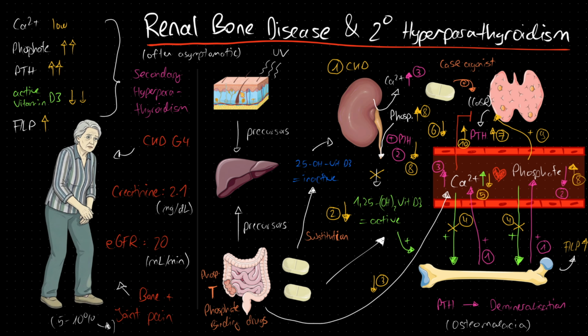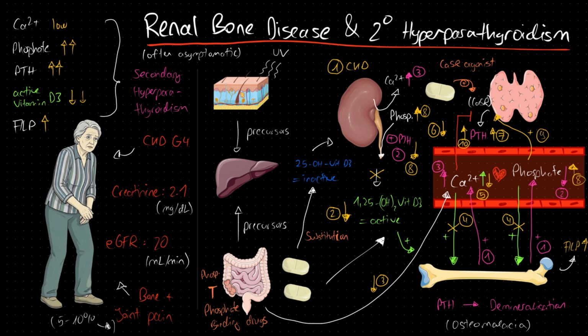Let's summarize. This patient has advanced CKD stage G4 with an estimated GFR of 20 milliliters per minute. Due to the kidney damage, she has developed a deficiency of active vitamin D3, leading initially to hypocalcemia. The blood shows a low normal calcium level though, because the parathyroid glands compensate by secreting PTH. Thus, PTH is elevated, and this is called secondary hyperparathyroidism. PTH releases calcium and phosphate from bone, weakening it and sometimes causing bone and joint pain.